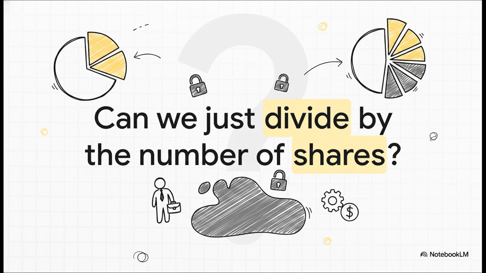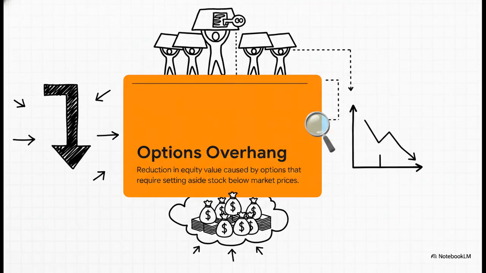Well, actually, no. Doing that completely ignores a massive hidden threat to your investment, the dilution effects of management and employee stock options. Simple division fails here because of what's known as the options overhang. Imagine a company grants its CEO the right to buy millions of shares at $10, even though the stock is currently trading out in the market at $50.